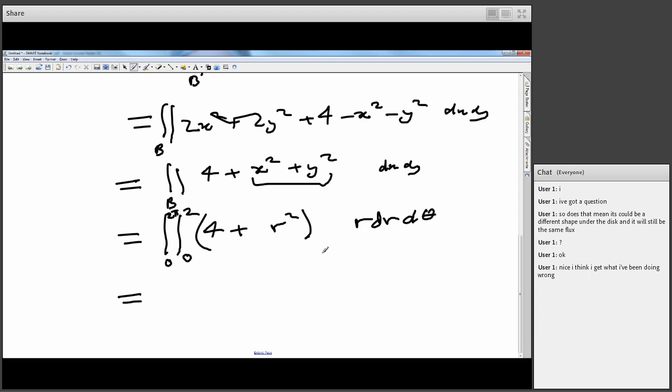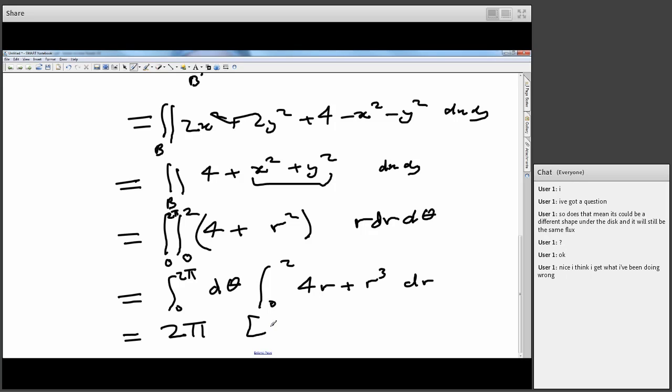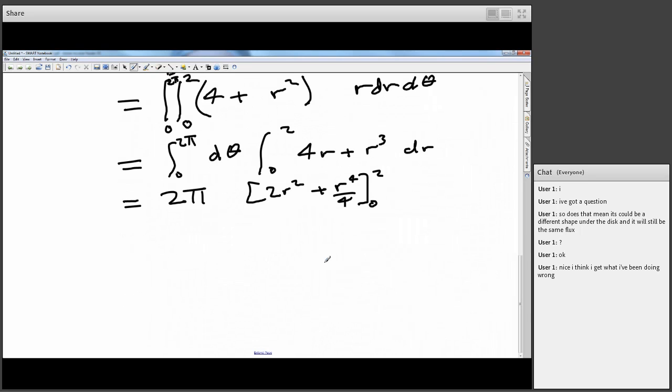This becomes a separable integral because the limits don't impact upon each other, and this can be spread as a product of the two. So it's the integral from 0 to 2 pi of d theta, times the integral from 0 to 2 of 4r plus r cubed dr, and then it's just a matter of doing the integral. So that'd be 2 pi for the first one, and the second one would be 2r squared plus r to the 4 over 4, between 0 and 2. So other than the 0, you get nothing.